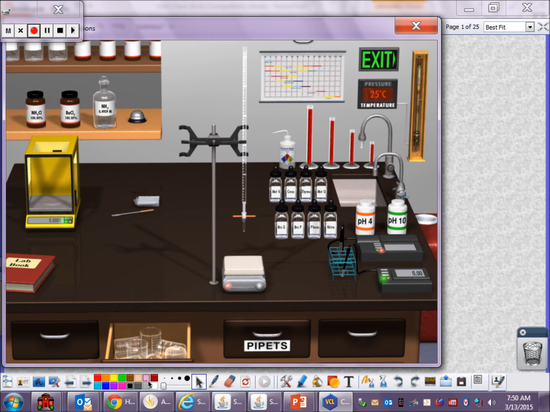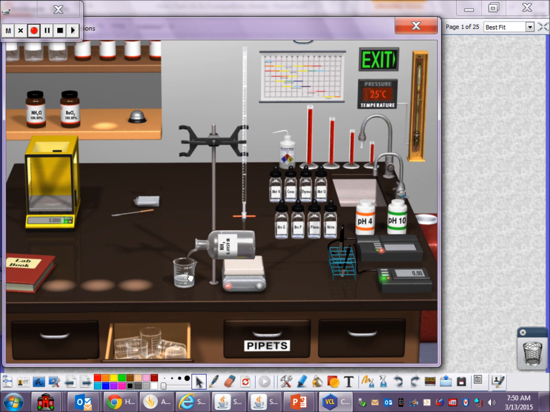Let me get a clean beaker. Put my ammonia here. Let me get a clean beaker. Let's try to put the ammonia here. It's not staying here. I will pour some ammonia straight from the bottle to the beaker. Okay.